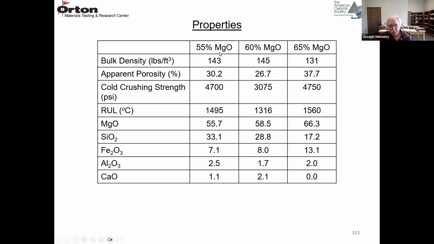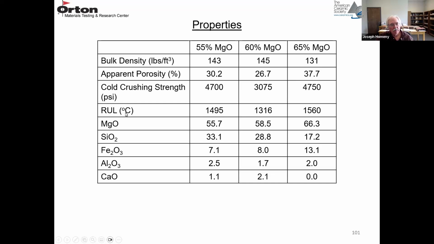So these are enriched with MgO, 55%, 60, and 65%. The densities are around 140, 145. This is about 130 pounds per cubic foot. So these are processed at pretty high porosities, maybe 25 to, this is 37%. And the cold crushing strengths are still pretty reasonable.